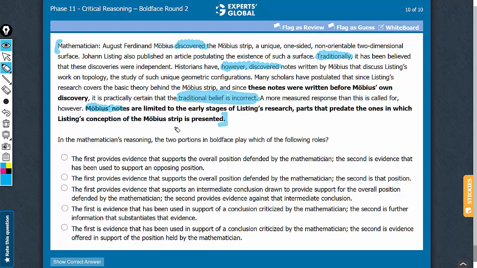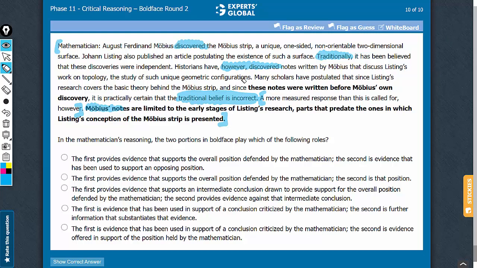So step 1, what is the main conclusion of the argument? See, this sentence here is the main conclusion, that the traditional beliefs should not be deemed incorrect. Or in simple words, the main conclusion of the argument is that the traditional belief is likely correct. So we got to the main conclusion.